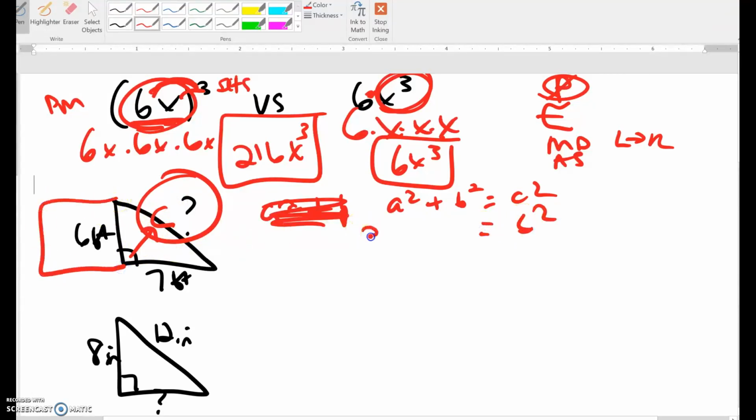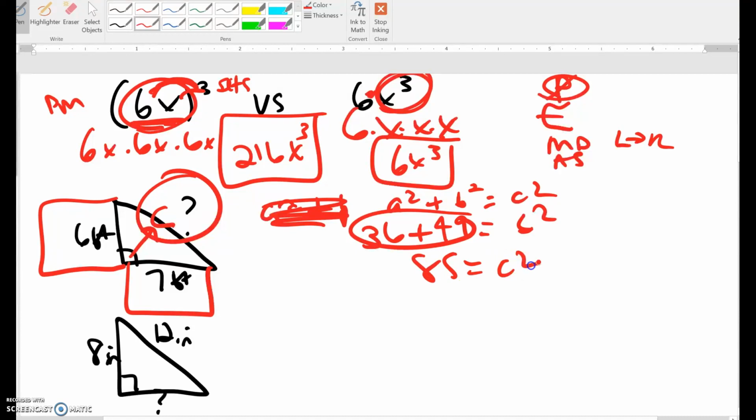6 times 6 gives me an area of 36. 7 times 7 gives me an area of 49, and those are numbers, so I can add those up, and I get a total of 85. But that's the area right there, and I just want the side length. So to undo squaring, use square root, and so the length is about 9.2 feet.